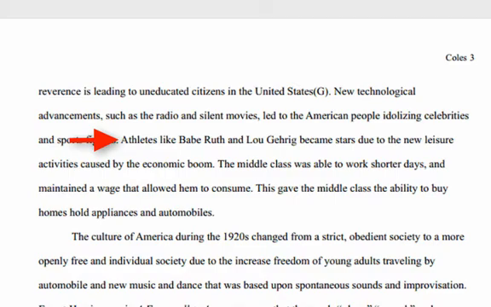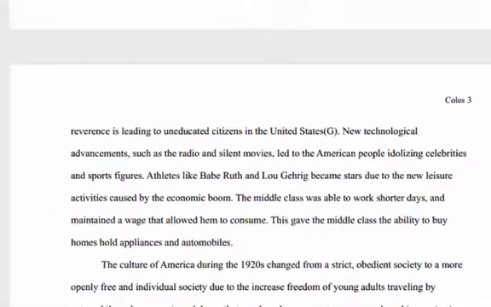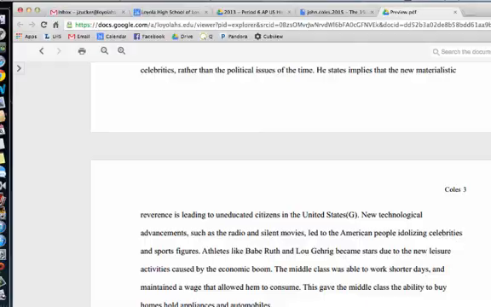But notice again, he doesn't finish on facts. He finishes with analysis. The last sentence is, the middle class was able to work shorter days and maintained a wage that allowed them to consume. This gave the middle class the ability to buy homes, hold appliances, and automobiles. Notice carefully, this is not a factual end to the paragraph. It's an analysis end to the paragraph. And notice that he's created a coherent and well-organized argument that still all connects up to this economic change that was made at the beginning of the paragraph in the topic sentence. So now let's go to the final paragraph.